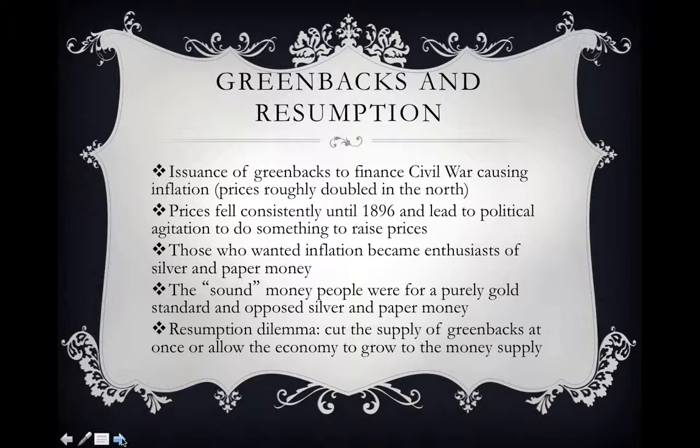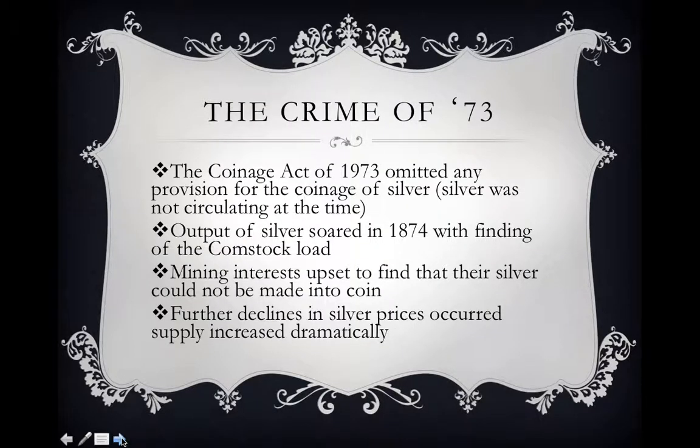You could keep the money supply constant and allow the economy to grow to this money supply, which would mean that the price level would fall back to its pre-war levels. Or you could shrink the money supply and immediately get back to that pre-war price level. But if you cut back the supply of greenbacks, there's a problem with that. If you cut the money supply, the economy is going to move into a recession. That's what was initially attempted. They actually cut the money supply and ended up causing a great contraction.